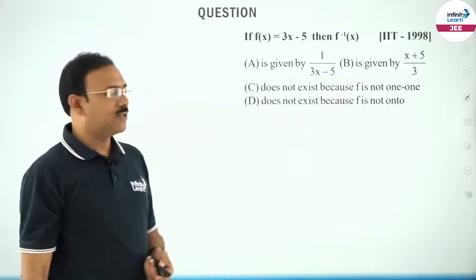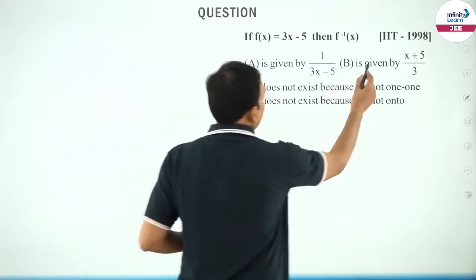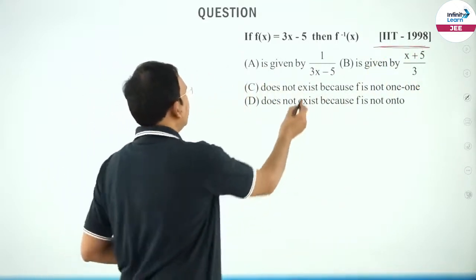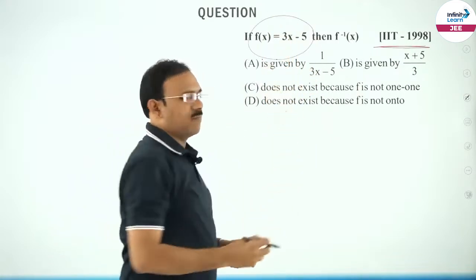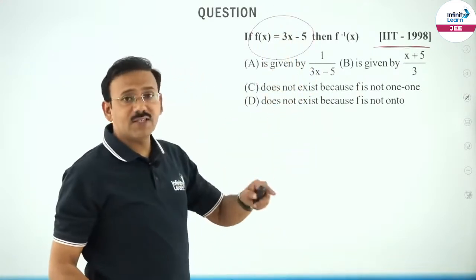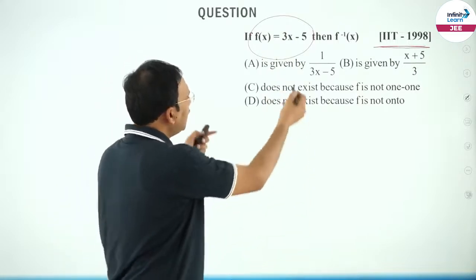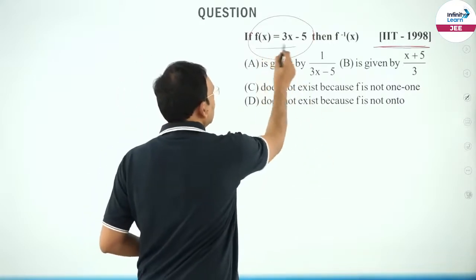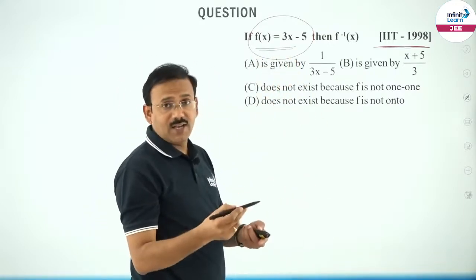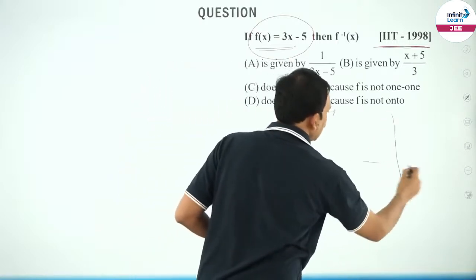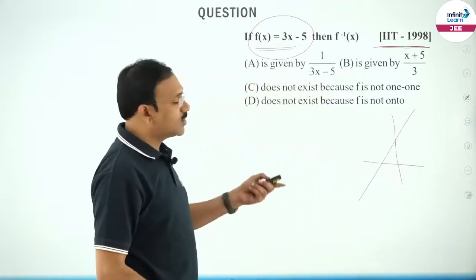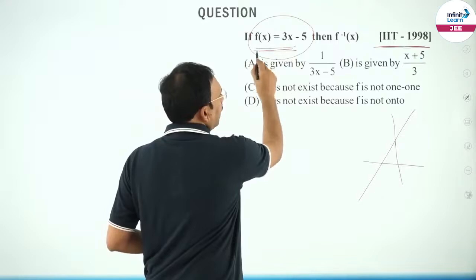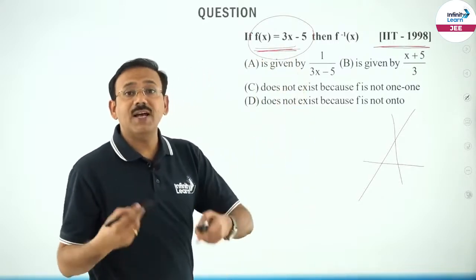Now you see this, my dear students, it is a previously given IIT 1998 advanced question. What a simple question. f of x is 3x minus 5, then f inverse of x is given by. He didn't mention the domain, which means we have to take R to R itself. It is a bijective function, a non-horizontal straight line. So it is going to be a one-one and onto function, and undoubtedly an inverse function exists. What could be the inverse, my dear friends?